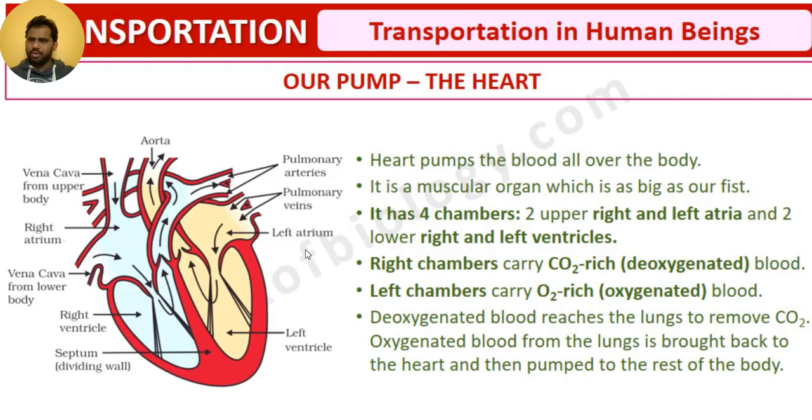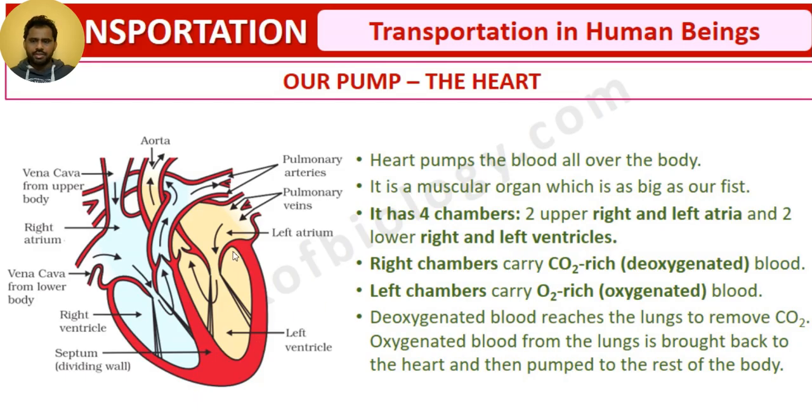So what does the heart do? The heart pumps the blood all over the body. It is a muscular organ which is as big as our fist. It has 4 chambers, 2 upper, right and left. What are the upper ones? Right and left atria. Left atrium, right atrium. 2 lower, right and left ventricles.